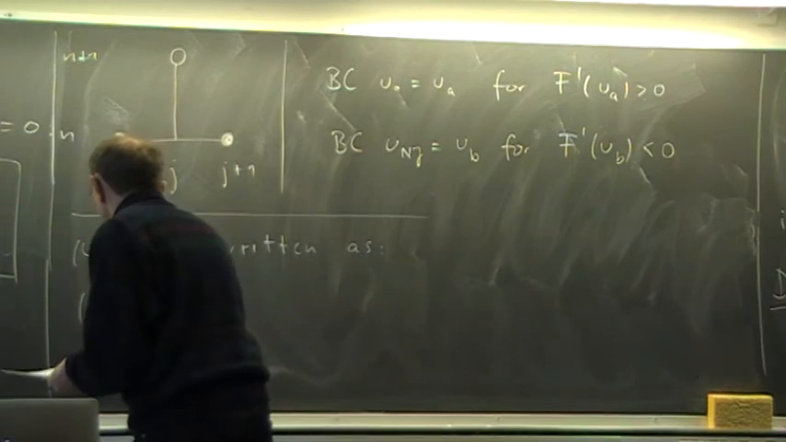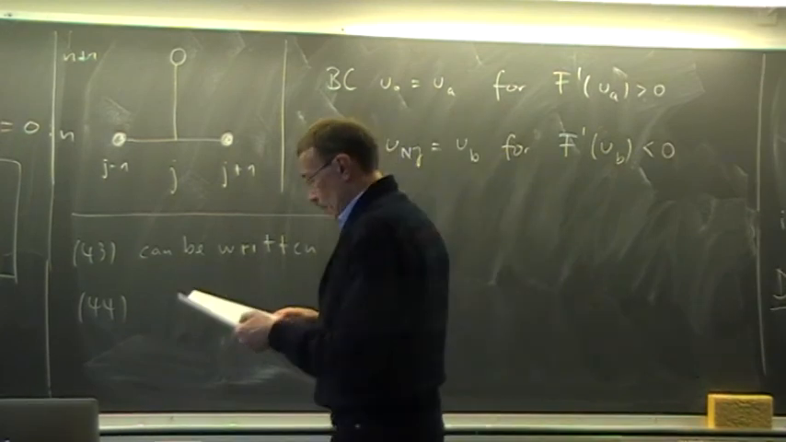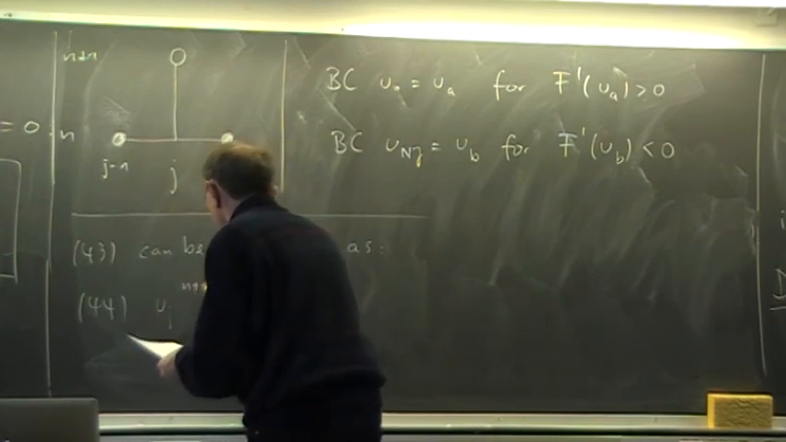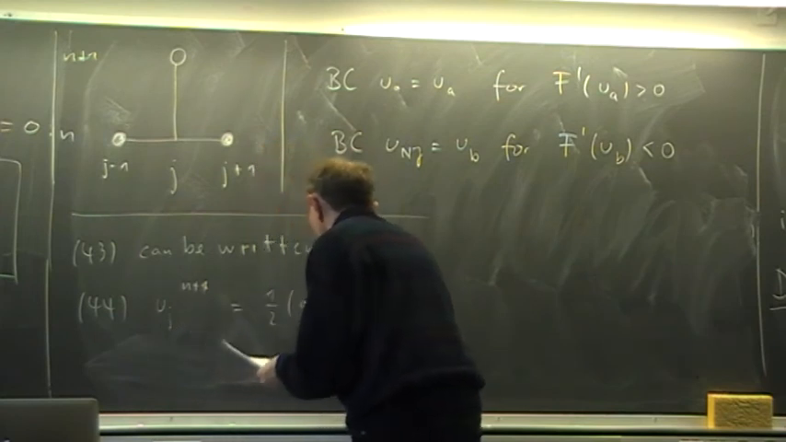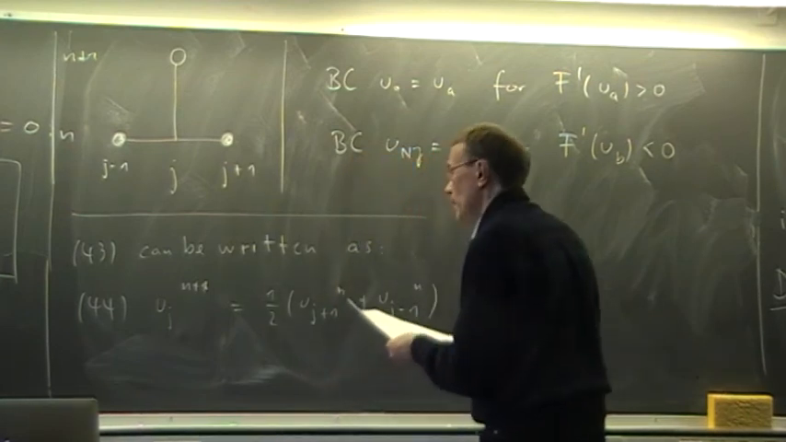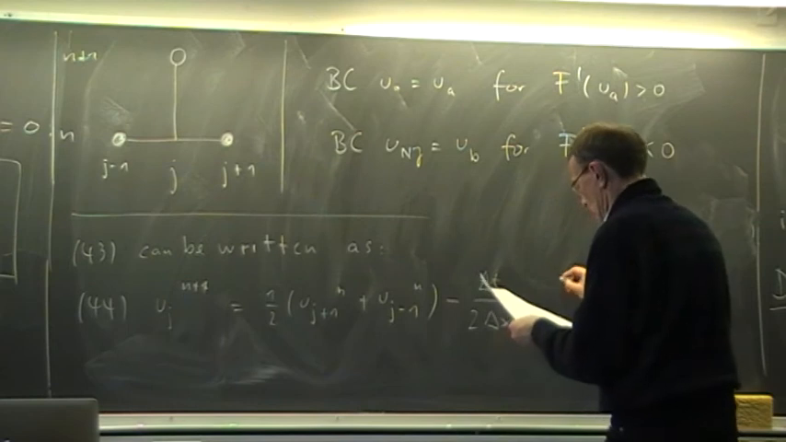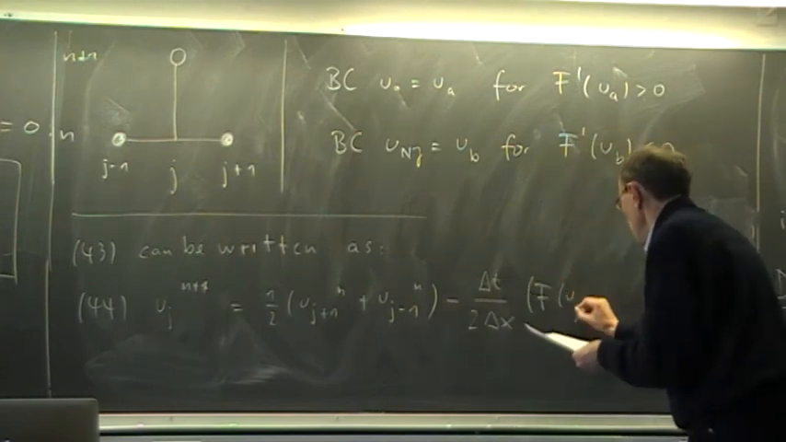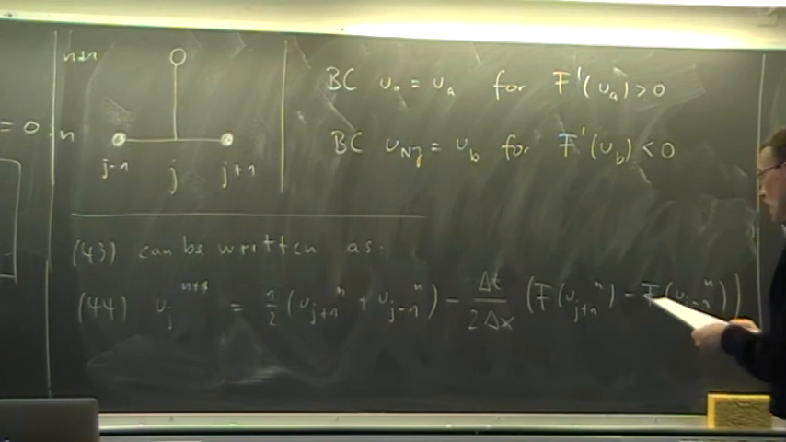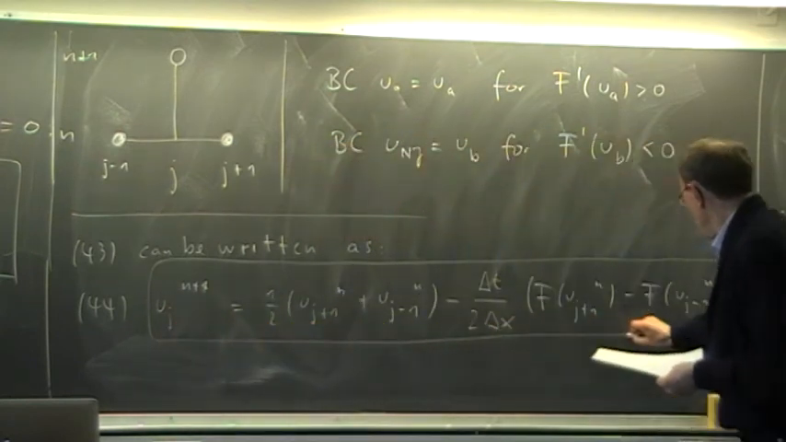First, it is very easy to see that when we just multiply by delta t and bring everything to the right hand side, we get u_j^(n+1) is equal to 1/2 (u_(j+1)^n + u_(j-1)^n) minus delta t divided by 2 delta x times the flux difference of u_(j+1)^n and u_(j-1)^n. That is the way you can code the method.